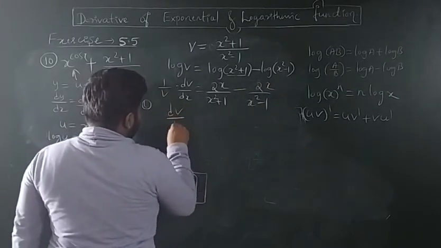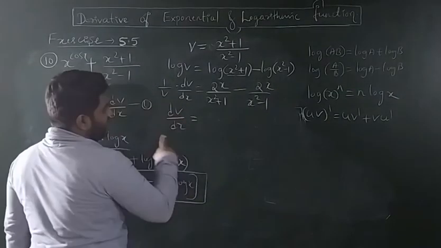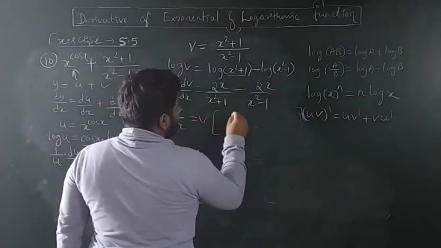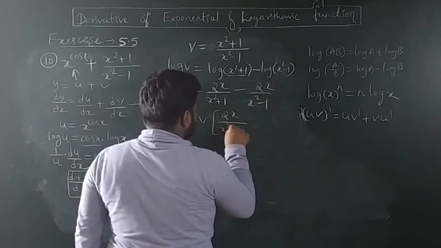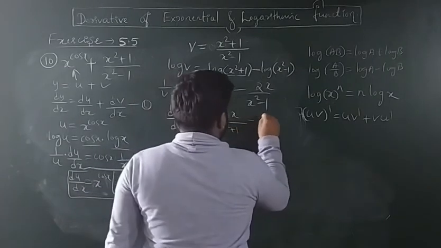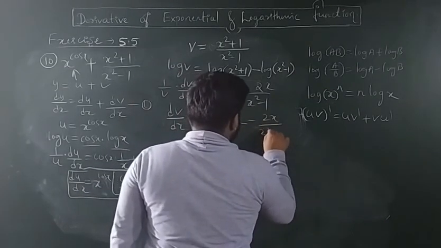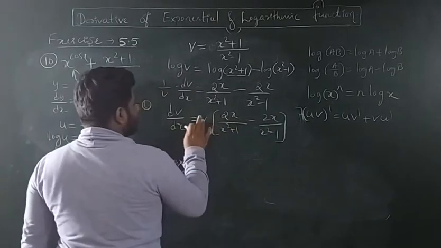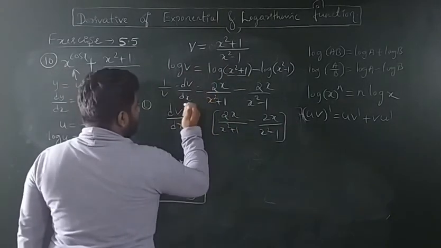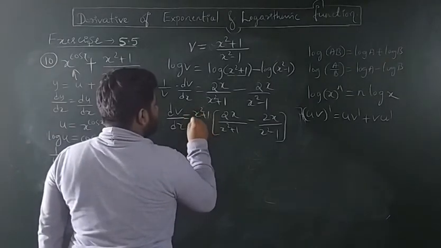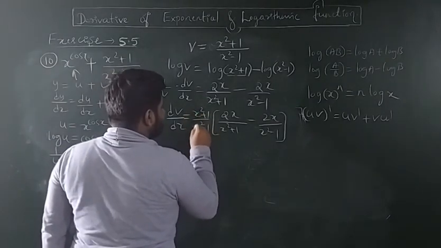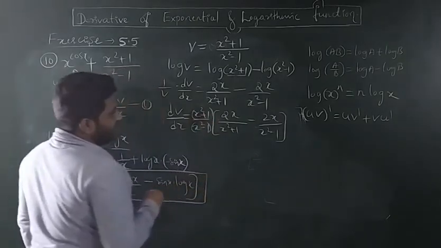So dv by dx equals, taking v this side, whatever is there you write as it is: 2x divided by x square plus 1 minus 2x divided by x square minus 1. So whatever v is there, you substitute here. What is the v value? v value is x square plus 1 divided by x square minus 1.